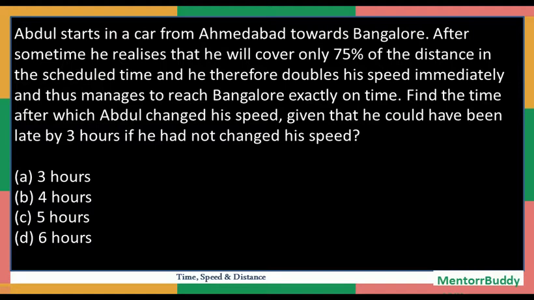Then find the time at which Abdul changed his speed, given that he could have been late by 3 hours if he had not changed his speed, and the respective options are 3 hours, 4 hours, 5 hours and 6 hours. Implies in this very question we need to figure out that after what time he had doubled his speed or changed his speed.